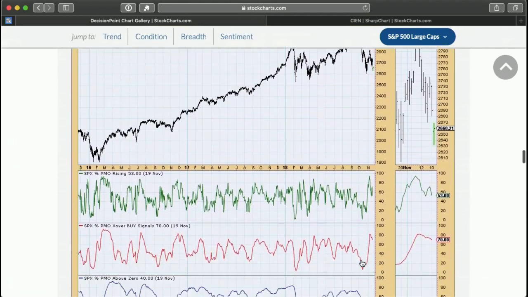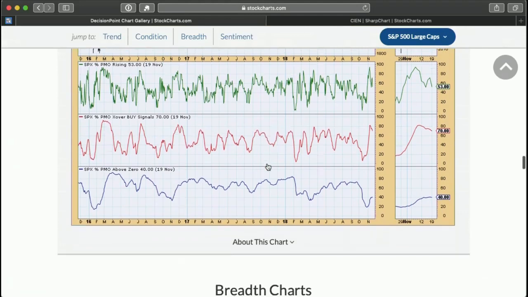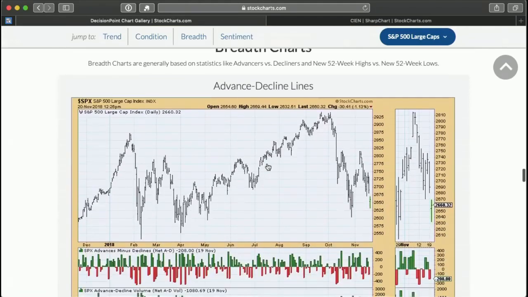PMO signal analysis is also there in the Decision Point chart gallery. And again, short-term, intermediate, and longer term. We can look at which ones have the PMO or momentum rising. We can look at how many are on those buy signals, meaning the PMO crossed above its signal line and remains there. I think it's good news, honestly, that we are seeing 70%, a little over two-thirds of the S&P 500 on buy signals. So I think that should give you a little bit of comfort at this point about the S&P 500. And then, of course, we have the breadth charts as well.